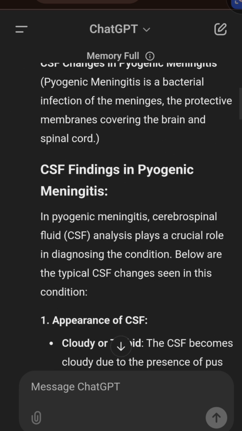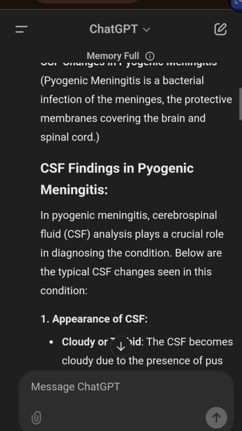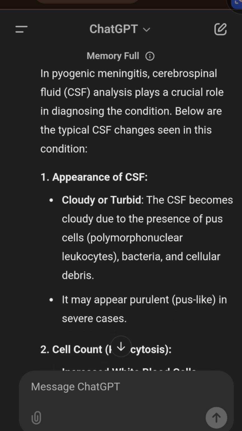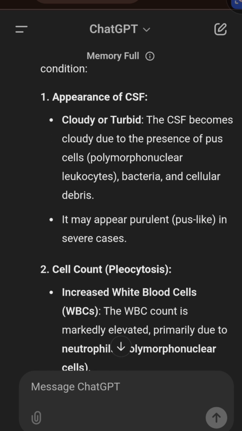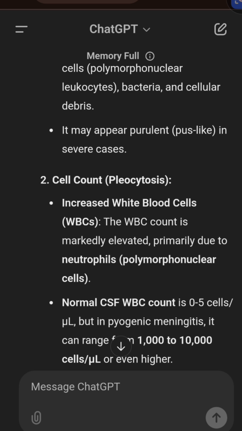In pyogenic meningitis, cerebrospinal fluid (CSF) analysis plays a crucial role in diagnosis. The following are the typical CSF changes in this condition. Appearance of CSF: cloudy or turbid. The CSF becomes cloudy due to the presence of pus cells, polymorphonuclear leukocytes, bacteria, and cellular debris. It may appear purulent, or pus-like, in severe cases.